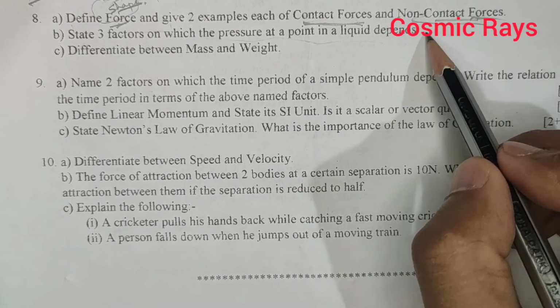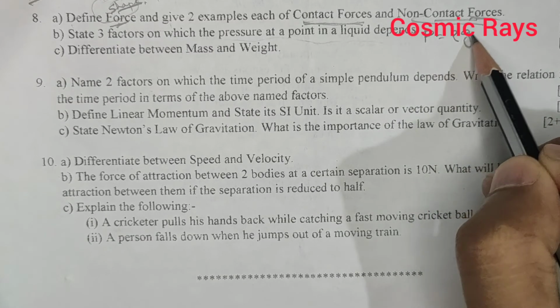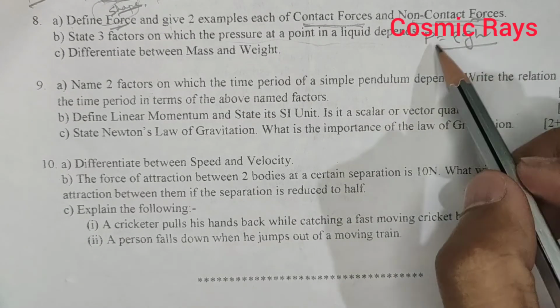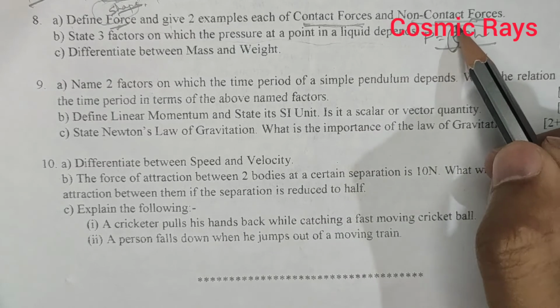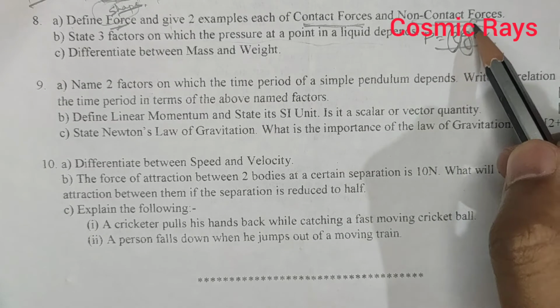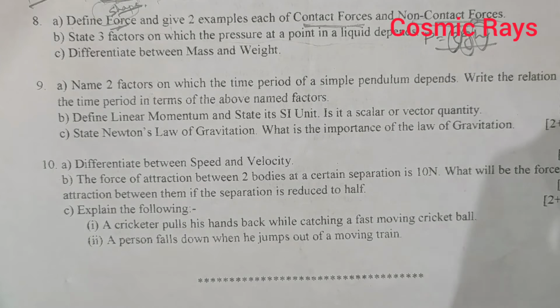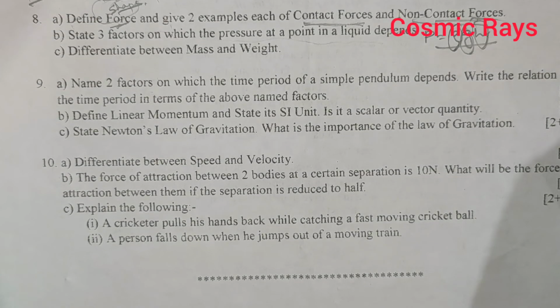So pressure is equal to rho gh, we know this formula. So pressure depends on the density of the liquid, the acceleration due to gravity, and the height of the vessel or the depth of the liquid.